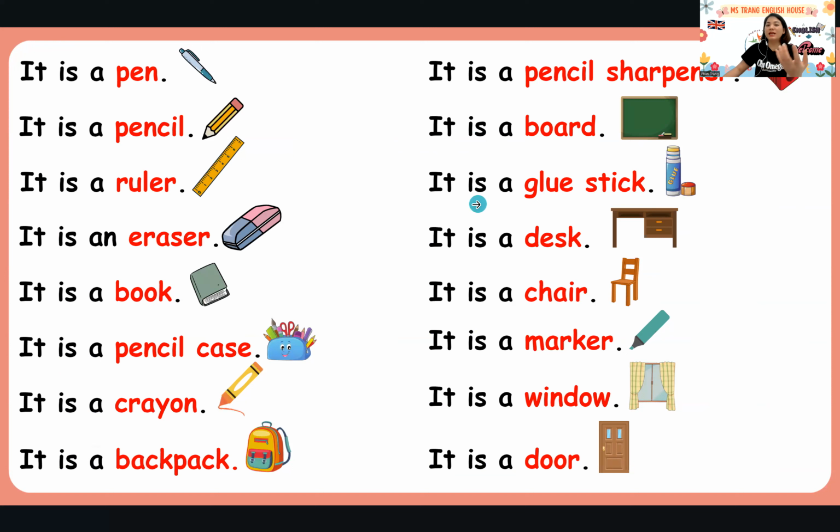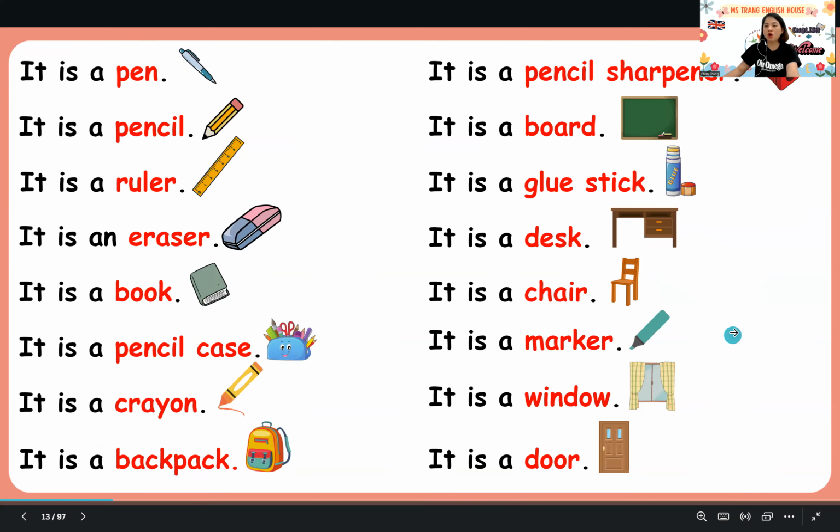It is a board. It is a glue stick. It is a desk. It is a chair. It is a marker. It is a window. And it is a door.